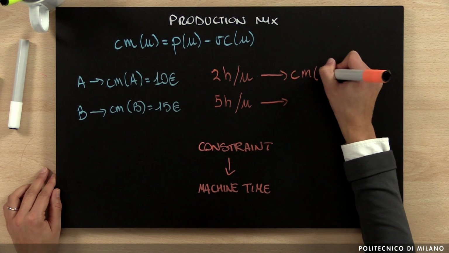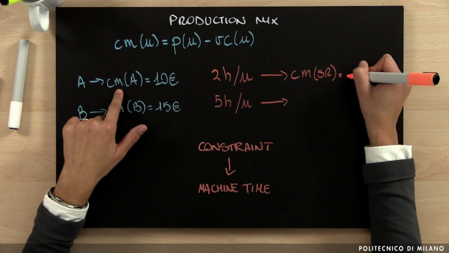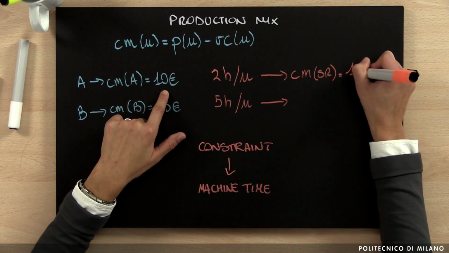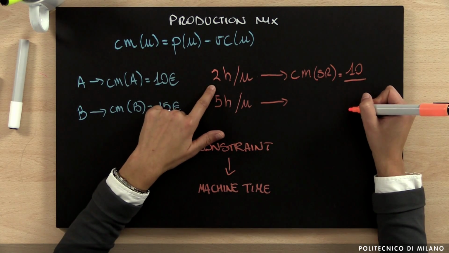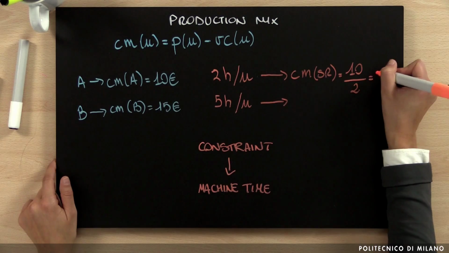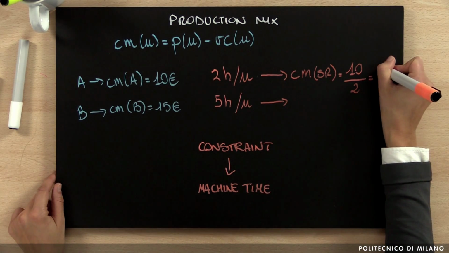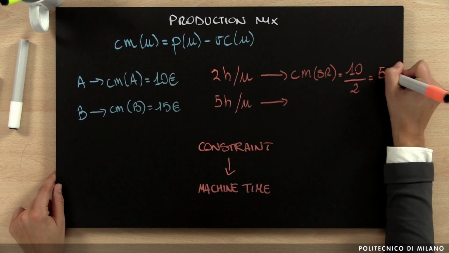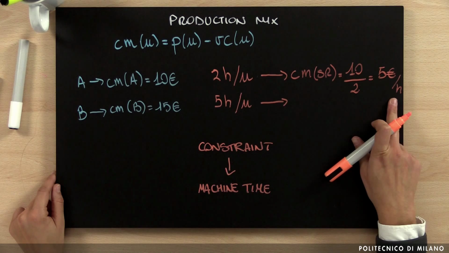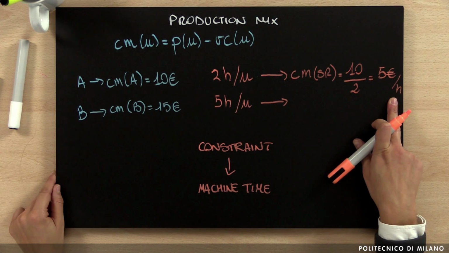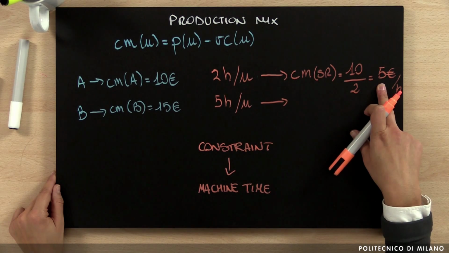In order to solve this problem, we calculate the contribution margin per scarce resource, which is calculated as the contribution margin, which in this case is 10 euros, divided by our scarce resource, which is 2 hours. So we will have that the contribution margin of scarce resource to realize the product A equals 5 euros per hour. This means that if we use our machine for 1 hour, the machine generates a contribution margin of 5 euros.